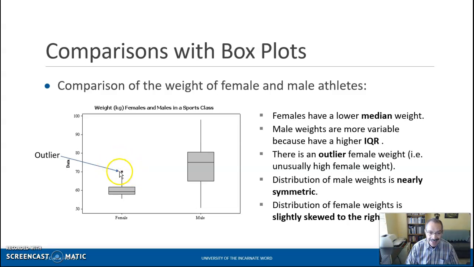And in fact, there is one athlete that is pretty heavy compared to the rest, and this lady weighs about 70 kilograms. On the male side, I think you will see that this is more of a symmetric distribution, even though the median is a little closer to the third quartile, but the whiskers are about the same size. So I will argue that the weights of the male athletes are a little more symmetric. But you can see everything that we can say about comparing these two groups, and I summarize that comparison here on the right-hand side.